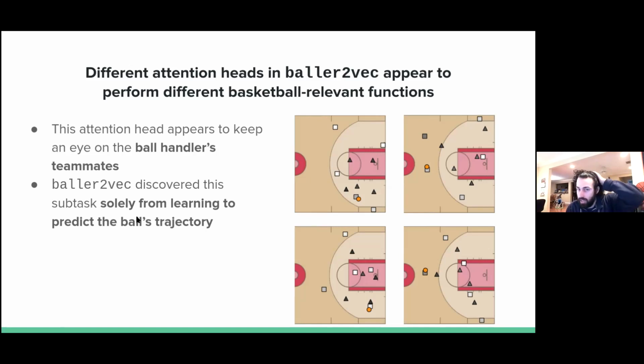Additionally, if we take a look at the attention heads in baller2vec, they appear to perform different basketball-relevant functions. This is a common observation with transformers, that the attention heads inside of them do sub-functions that are relevant to the overall task. This particular attention head seems to recognize the ball handler's teammates. What you see here is a frame from 4 different sequences where the players are shaded according to the amount of attention given to the player by the model. Players with more attention are lighter in color, and players with less attention, closer to 0, are darker. And what you can see is that the squares in each one are much lighter than the triangles. So this shows that this particular attention head is paying attention to the ball handler's teammates.